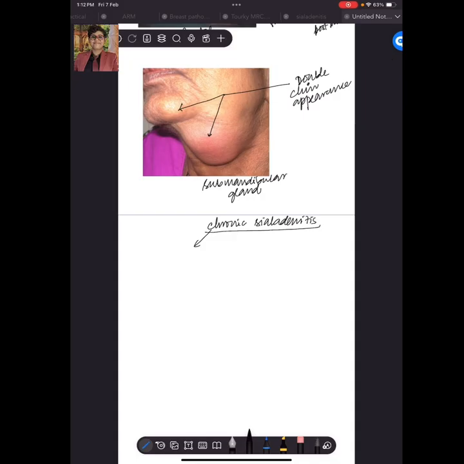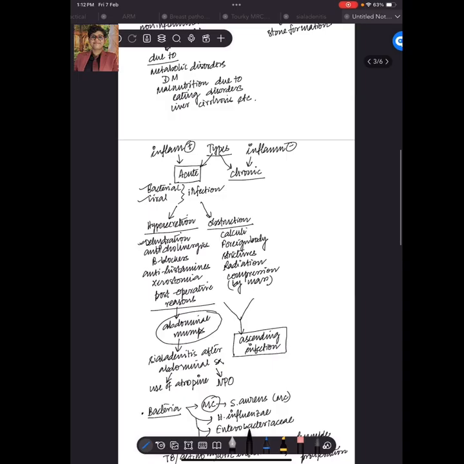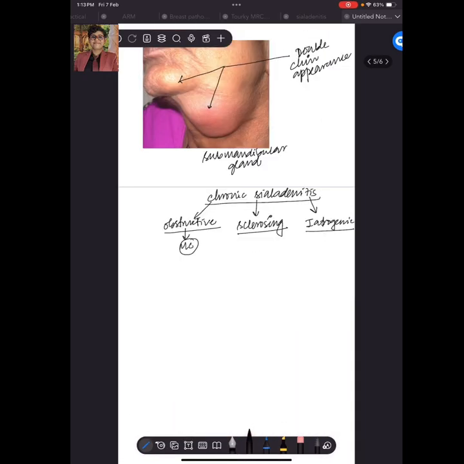So we are coming back to chronic sialadenitis. It is mainly of three types. First is obstructive. Chronic obstructive sialadenitis is the most common variant. Second is the chronic sclerosing type. Another one is the iatrogenic type. Obstructive means due to any kind of obstruction, which can be of the following reasons: calculi, foreign body, stricture, radiation, compression. It can also be due to papilloma, ductal tumors, etc. Those are the obstructive causes.